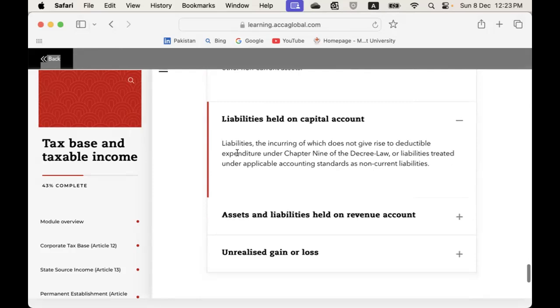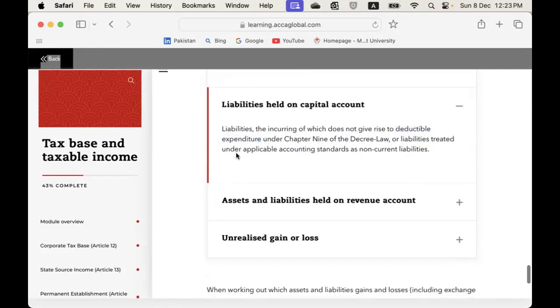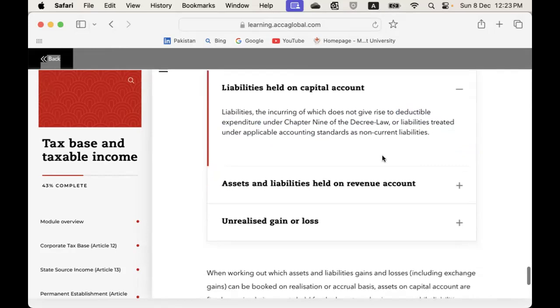Then we are looking at liabilities now. Liabilities, the incurring of which does not give rise to deductible expenditure. Beautiful definition, very easy to understand. So if the liability arises which does not give rise to deductible expenditure, which liabilities give rise to deductible expenditure? Usually it is the working capital liability, trade payables, accounts payable, utility payables, etc. Under chapter 9 of the decree law, or liabilities treated under applicable accounting standards as non-current liabilities. These are liabilities held on capital account.